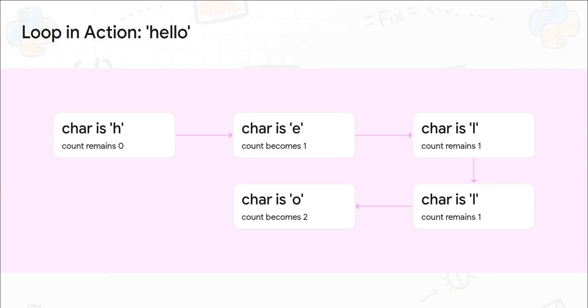Let's just quickly walk through the word hello to see this thing in action. First up is H. Is that on our vowel list? Nope. So the count is still 0. Next is E. Yep, that's a vowel. The count is now 1. Then we get an L. Nope. Another L. Still nope. And finally O. Yes, that's a vowel. The count goes up to 2, and we're done.